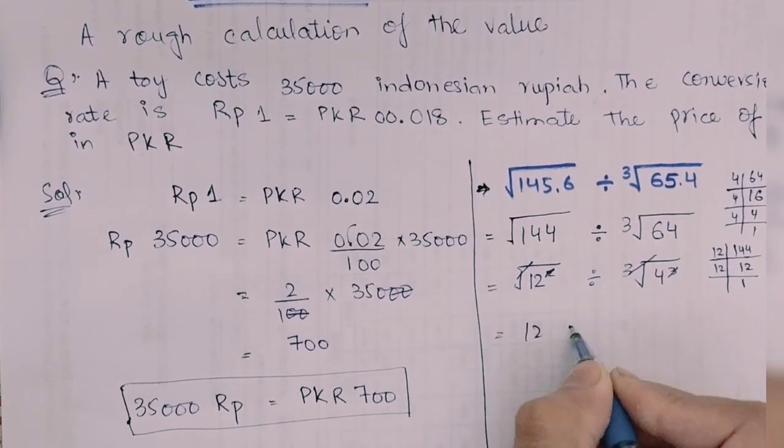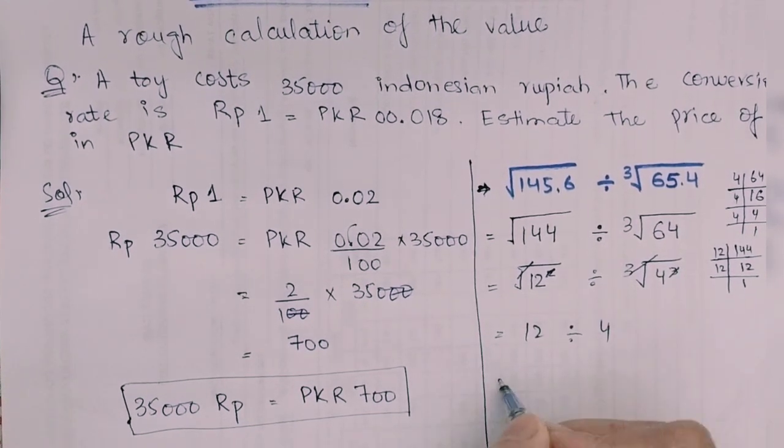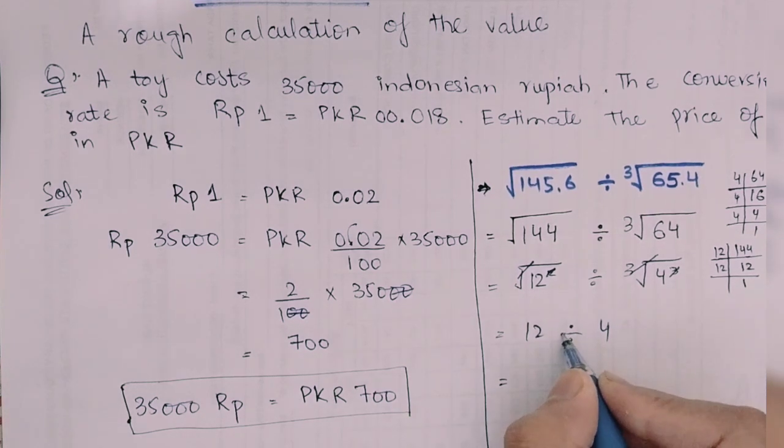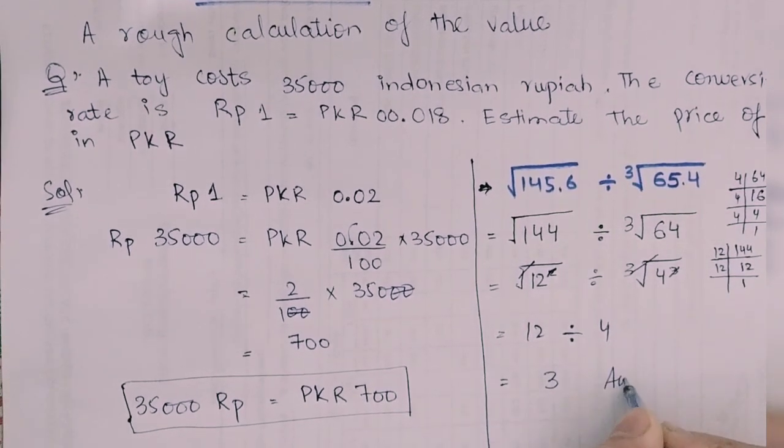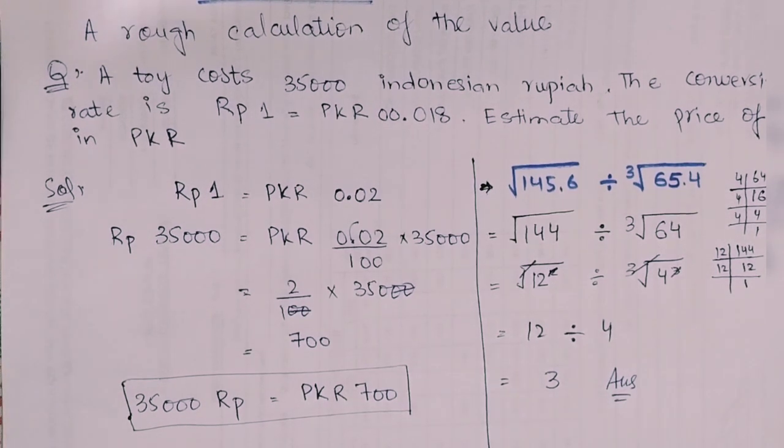It becomes 12 divided by 4. Simply you have to divide 12 by 4 and you will get the answer 3. This is your answer, this is your simplification. You have to estimate it, so just do the estimation as near as possible, as easy as possible you can do.